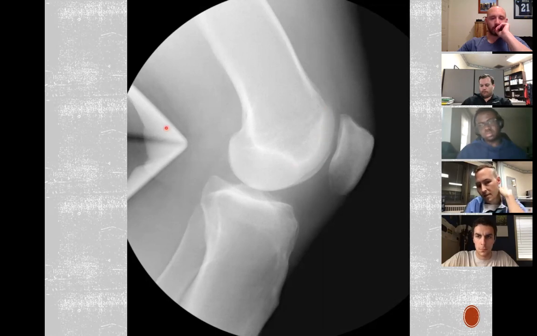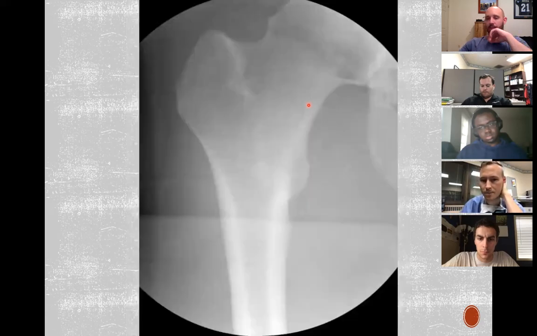Once we have a nice lateral of the knee, we don't move the leg whatsoever. We have to hold it very steady. And then we move the C-arm or the fluoroscopy 90 degrees. We go from the lateral position with the beam parallel to the floor, straight up 90 degrees with the beam pointed straight at the floor, and we take an x-ray of the hip.